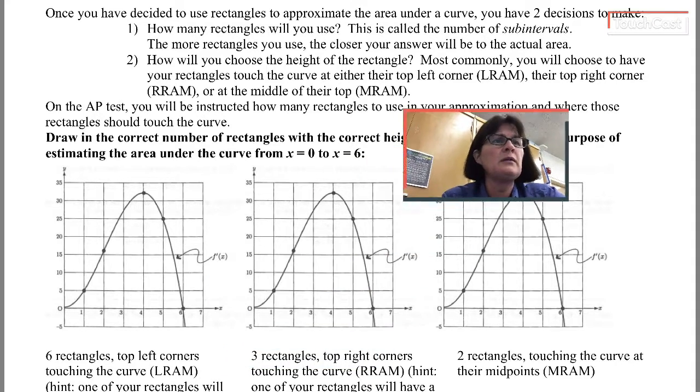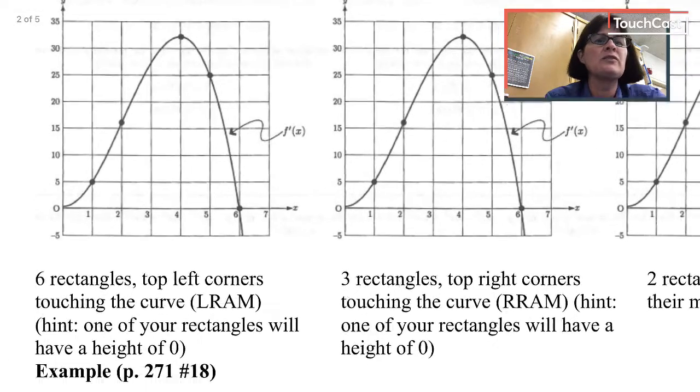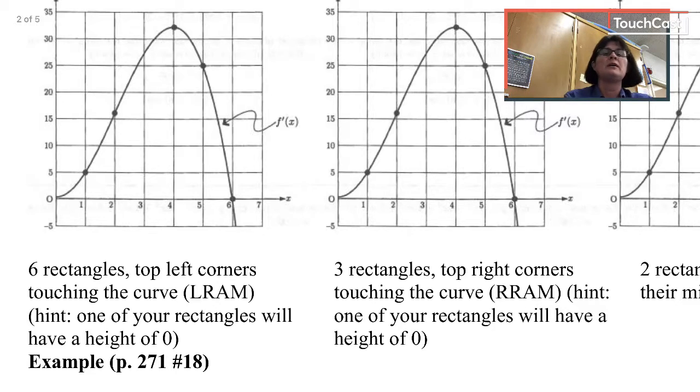So first one, let's put me up here. This says draw in 6 rectangles whose top left corners touch the curve. Here's a hint, one of the rectangles will have a height of 0. They won't try to mess with you on the AP test. I'm supposed to use 6 rectangles to cover from 0 to 6, so that's a pretty easy way to split that up. I'm going to have one rectangle cover from 0 to 1, 1 to 2, 2 to 3, 3 to 4, 4 to 5, and 5 to 6. That'll be 6 rectangles. And what do I do to make my rectangles touch at the top left corner?